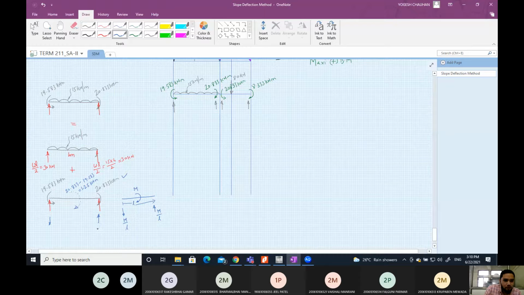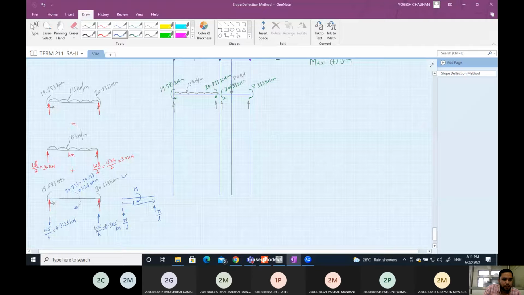So this will be 1.25 by 4. That means 0.3125 kilonewton. And this will also be the same, 1.25 by 4. That means 0.3125 kilonewton. I am writing simply here 0.3125.